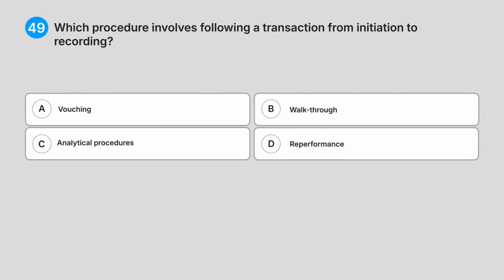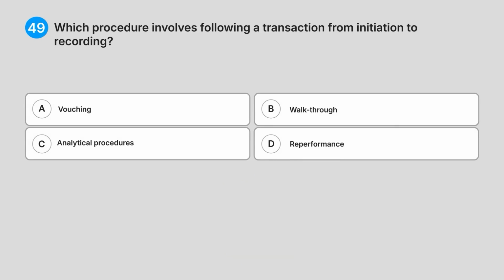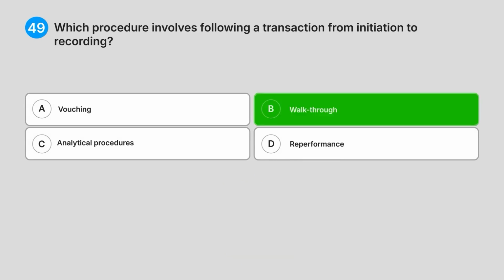(49) Which procedure involves following a transaction from initiation to recording? A. Vouching. B. Walkthrough. C. Analytical procedures. D. Reperformance. Do you know the answer? Correct answer: B. Walkthrough.